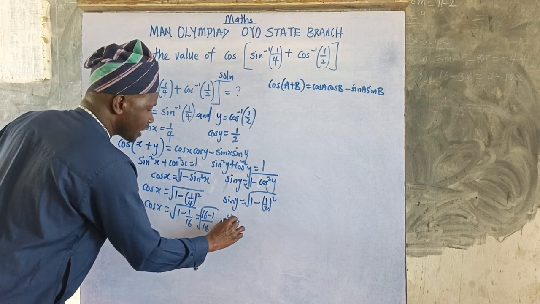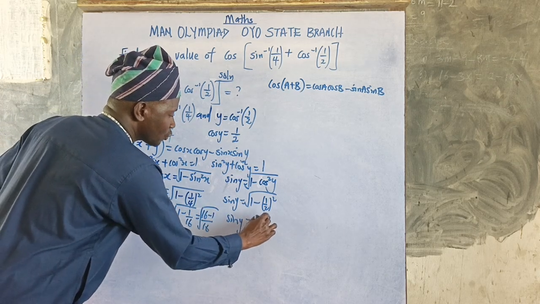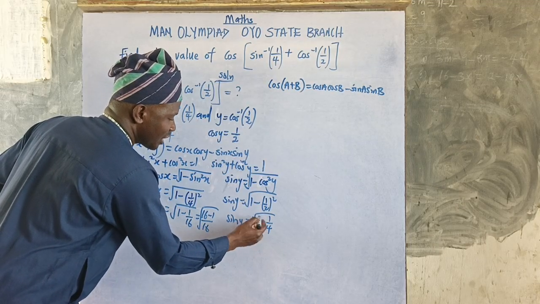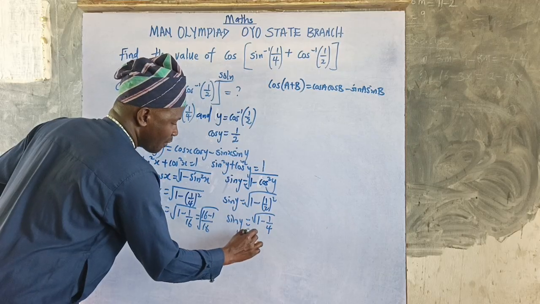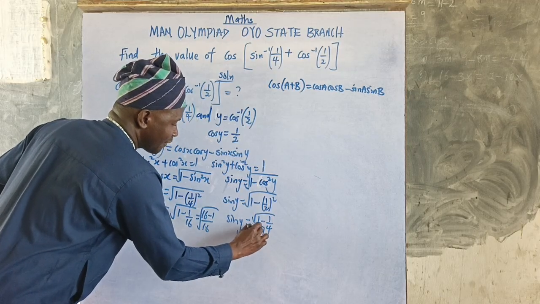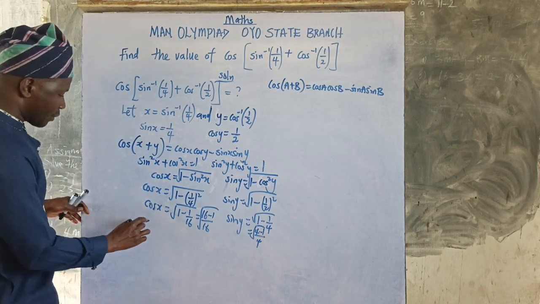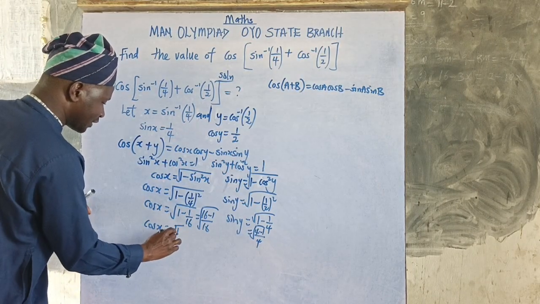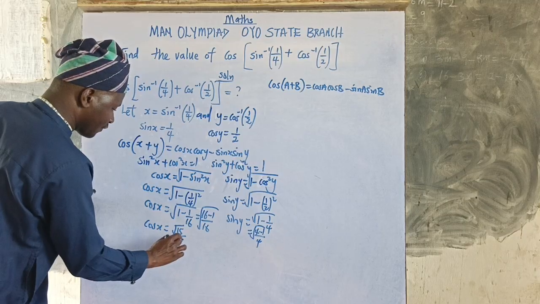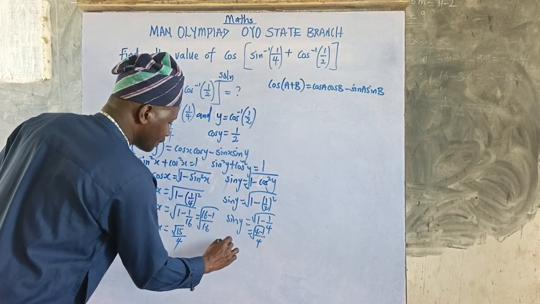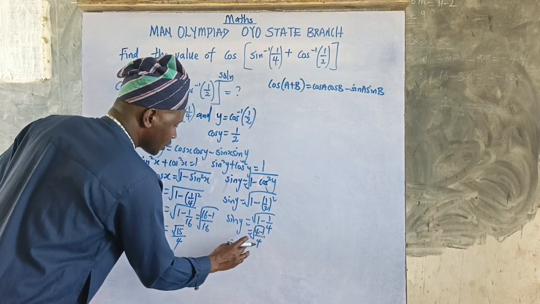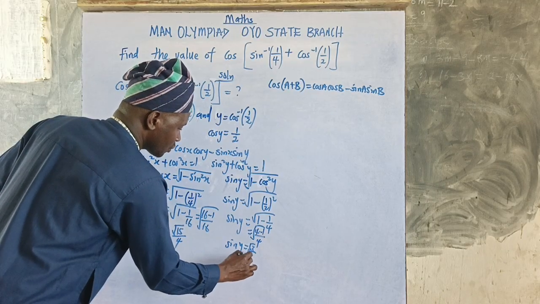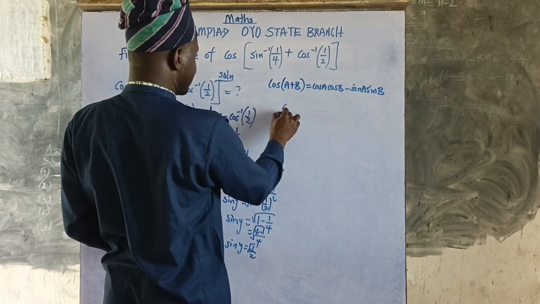Then this will give us sine y to be the square root of 1 minus 1 over 4. When you simplify further, the LCM will be 4, so we have the square root of 4 minus 1 divided by 4. So by taking away 1 from 16, we are going to have 15, then the square root of 16 will give us 4. Taking away 1 from 4, you are going to have 3, so you obtain root 3. The square root of 4 here will give us 2. So therefore, here we have cos x.